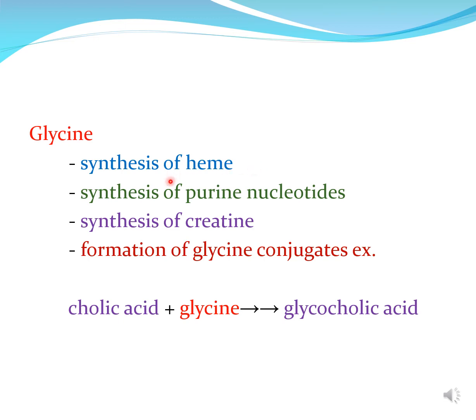Also, it's important for synthesis of purine nucleotides, so it is essential for DNA synthesis. For synthesis of creatine, as we said before, by combination with arginine. For formation of glycine conjugates, for example glycocholic acid, derived from the combination of glycine with cholic acid. And the last is for glutathione synthesis.